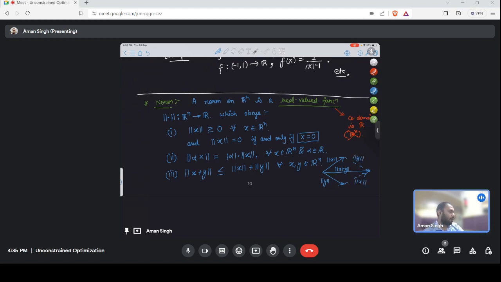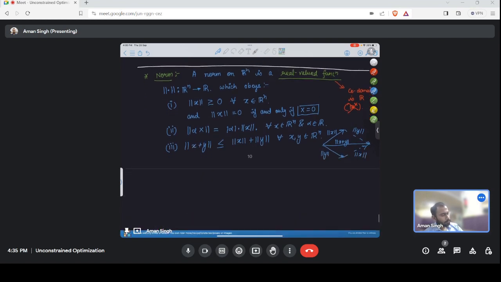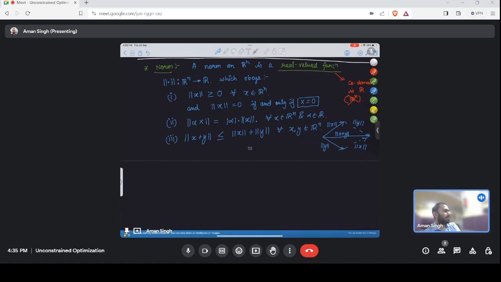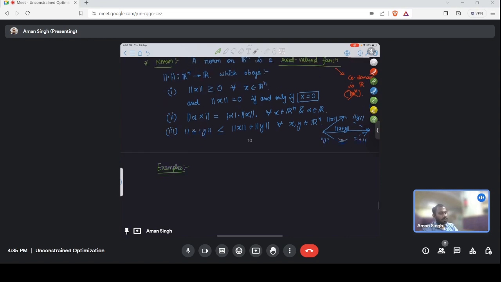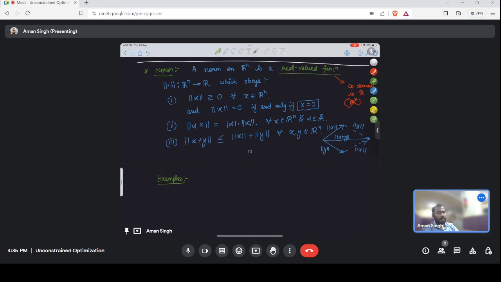So based on the triangle inequality, you can see that the norm of the sum should be smaller than or equal to the sum of the norms of the individual vectors. We'll discuss some examples, and these examples you might know. Before proceeding with the examples, I want to tell you any function which obeys these rules can be called a norm.